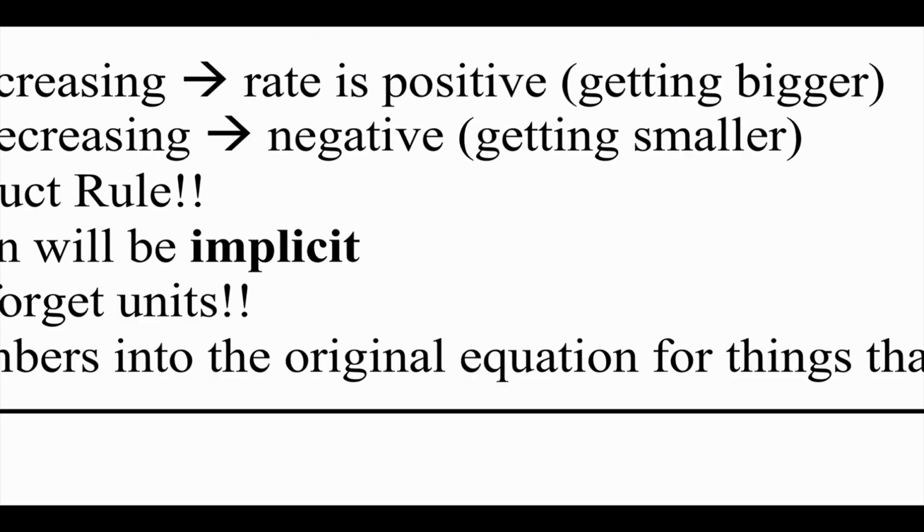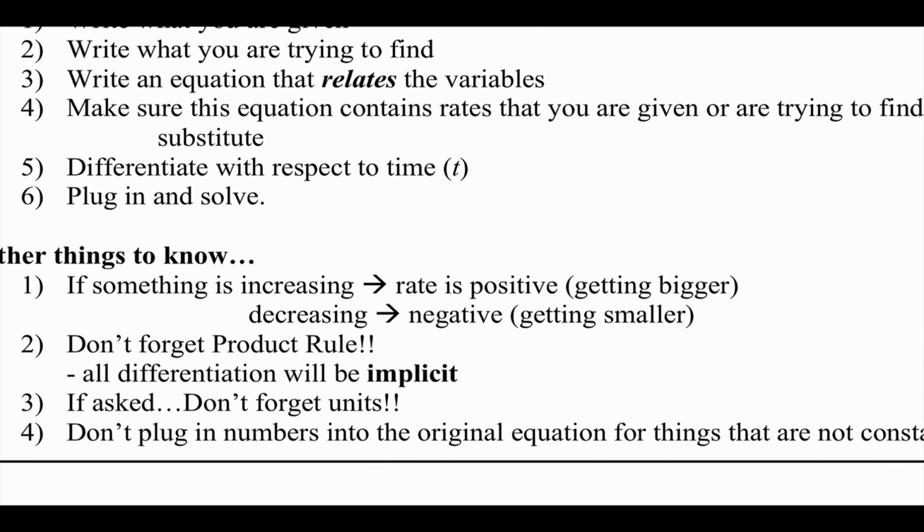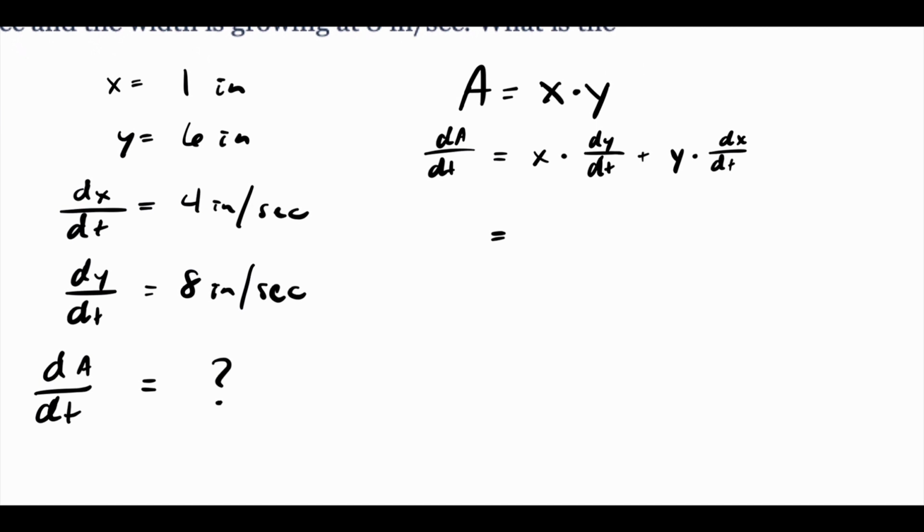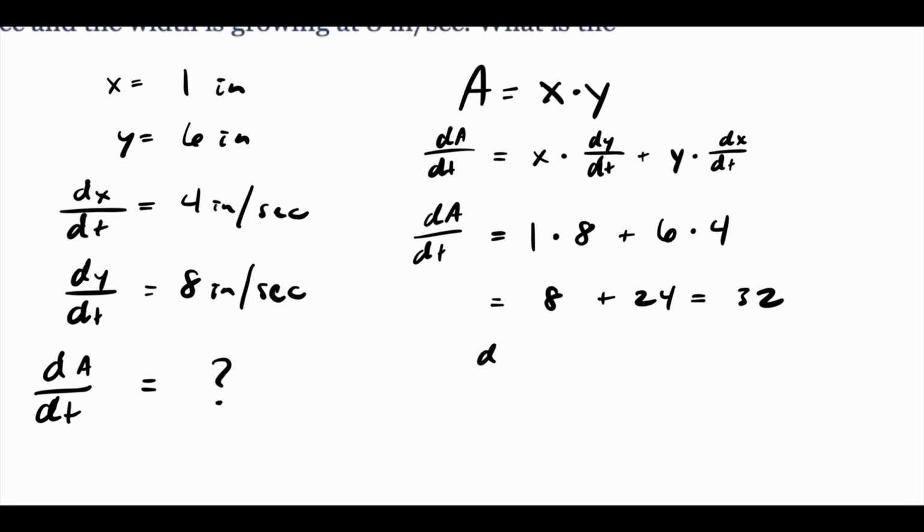Go back to the steps. Step 6, plug in and solve. I know some of these things. dA over dt, I don't know. But I know what x is, right? What is x? 1. Do I know what dy dt is? 8. Do I know what y is? 6. Do I know what dx dt is? Multiply, multiply, and I get 32. I get dA over dt equals 32.